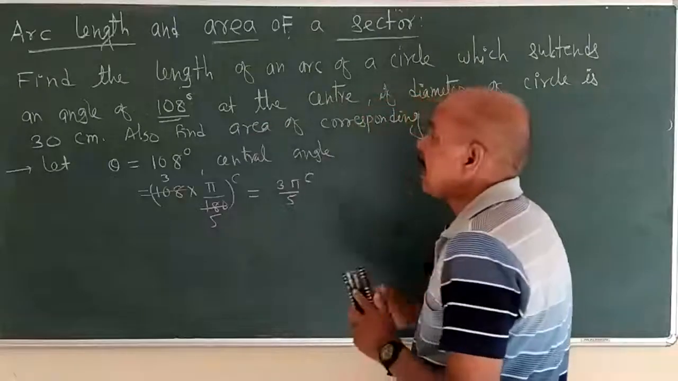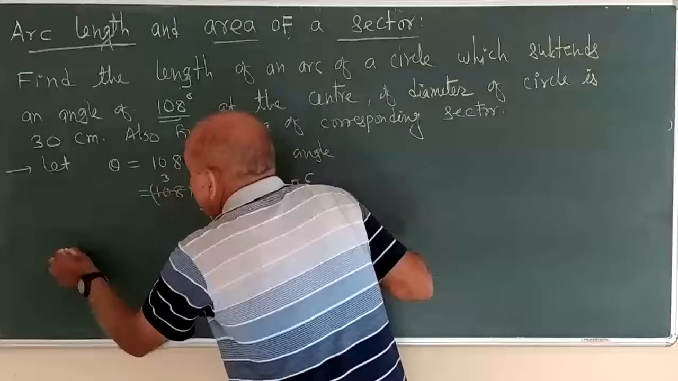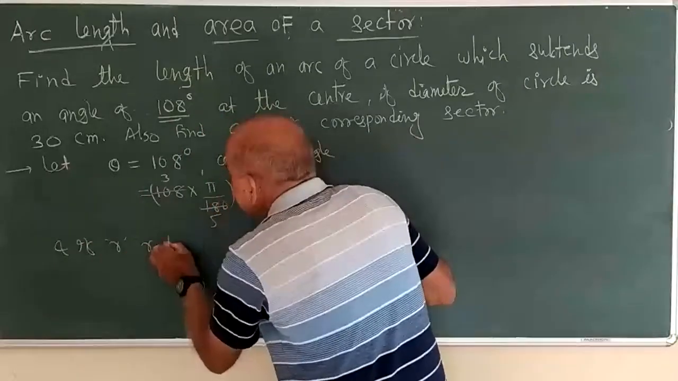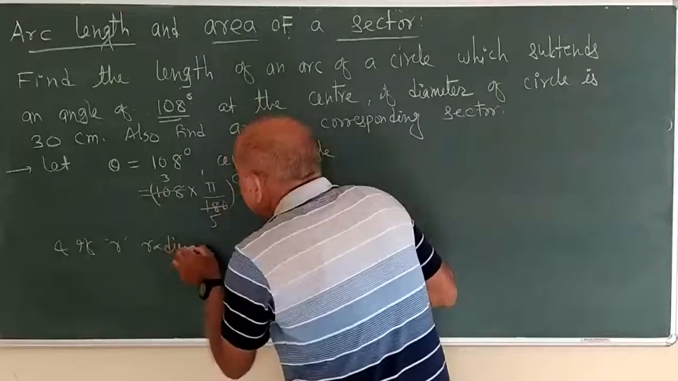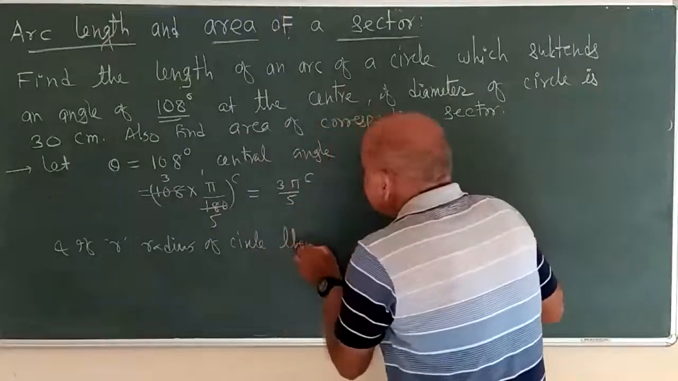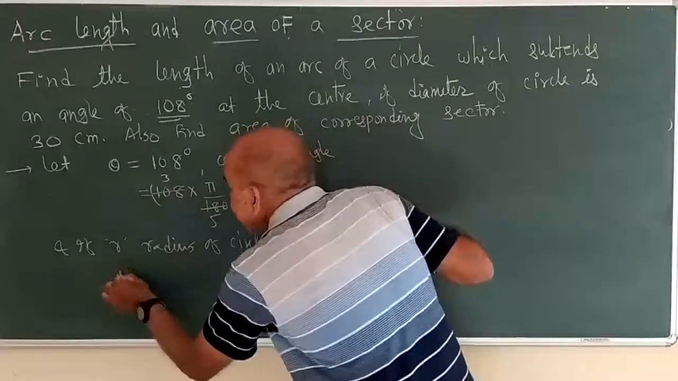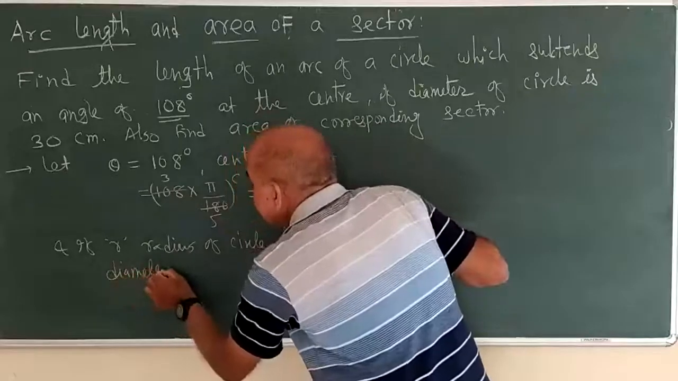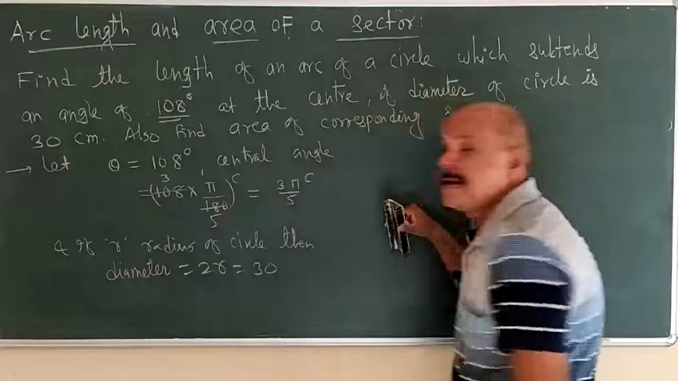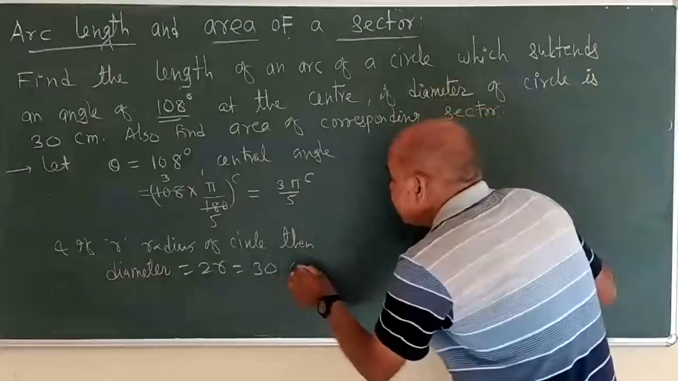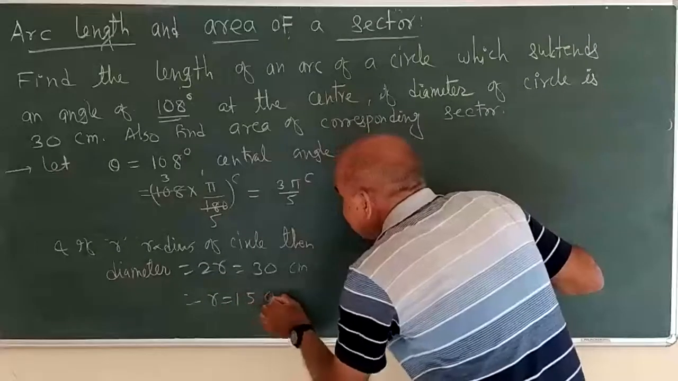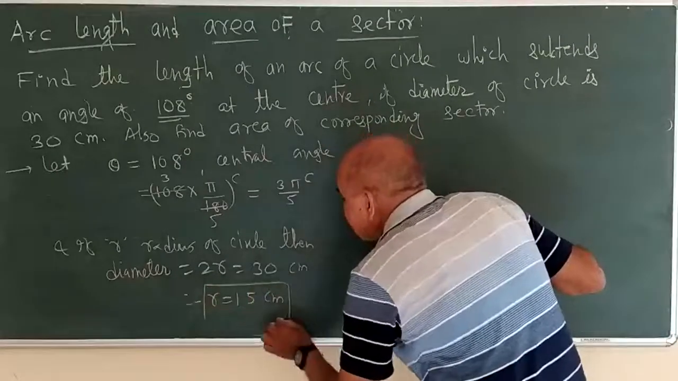You got the central angle also, and if r is the radius of the given circle, then what is to be given? Diameter. Diameter means 2 times radius, which is given to be 30 centimeter, and therefore the radius is 15 centimeter.